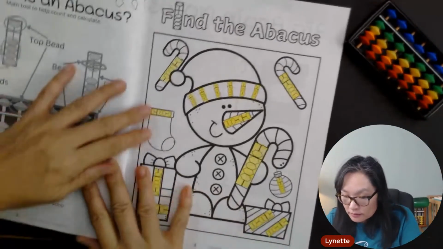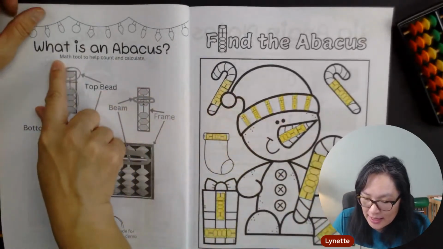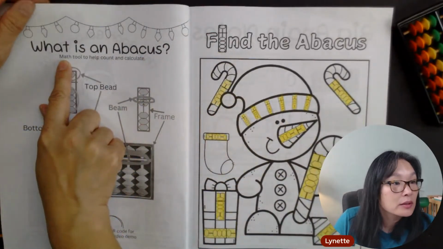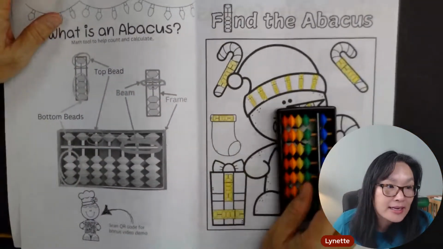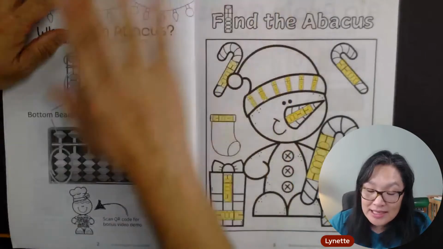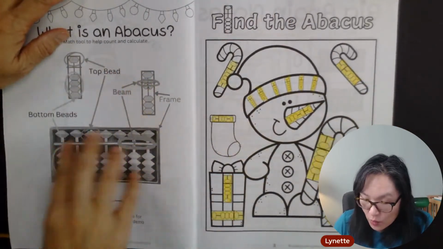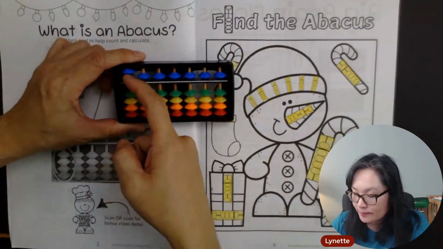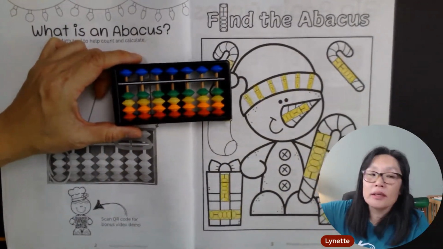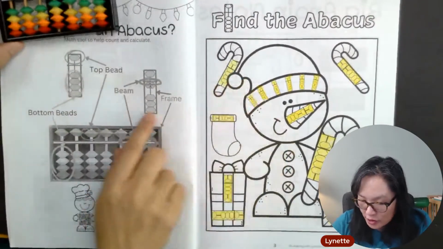The book starts off with what is an abacus: it's a math tool that helps to count and calculate, right? We're actually adding and subtracting on the abacus, but that's later in my book. The first thing we do is talk about what the abacus looks like. So here is my real life abacus.